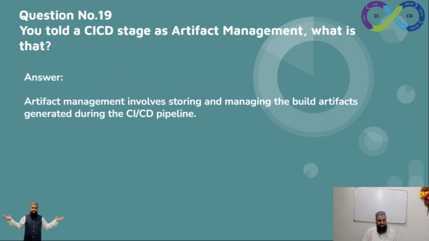Question number 19. You told a CI/CD stage as artifact management. We discussed artifact management. This is one of the important stages in a CI/CD pipeline. So what is artifact management? Artifact management involves storing and managing the build artifacts generated during the CI/CD pipeline, like Docker images. And those images are pushed to the Azure repository, ECRs, Docker Hub, etc.